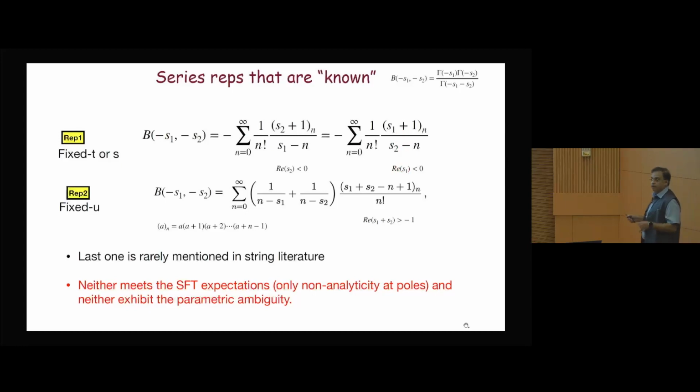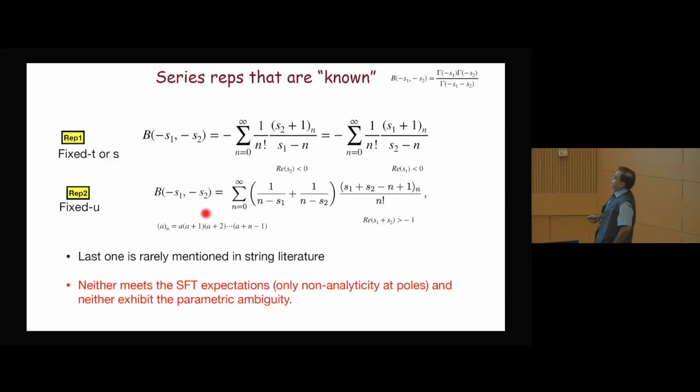Now, what might be going through your mind is, why don't we just take half of one channel and half of the other channel and add them together? And the reason why that is not going to be a good thing to do is that the series would only converge when both the real parts of S1 and S2 are less than 0, and so the poles would be invisible in that representation.